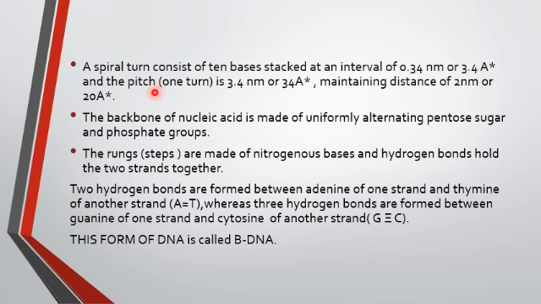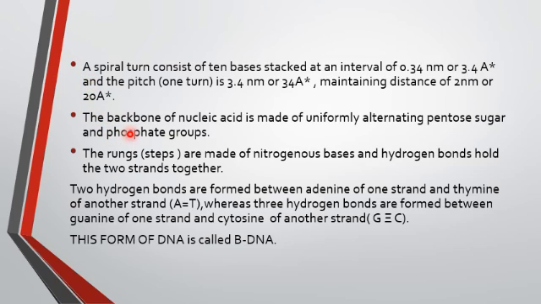A spiral turn consists of 10 bases stacked at the interval of 0.34 nanometer or 3.4 angstrom. So they are having 2 units. If it is nanometer, then it is 0.34, and if it is angstrom, then it is 3.4, because one pitch or one turn is 3.4 nanometer or 34 angstrom, maintaining the distance of 2 nanometer or 20 angstroms.